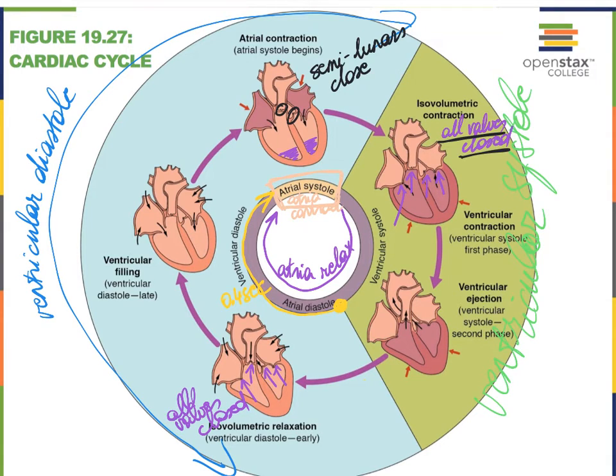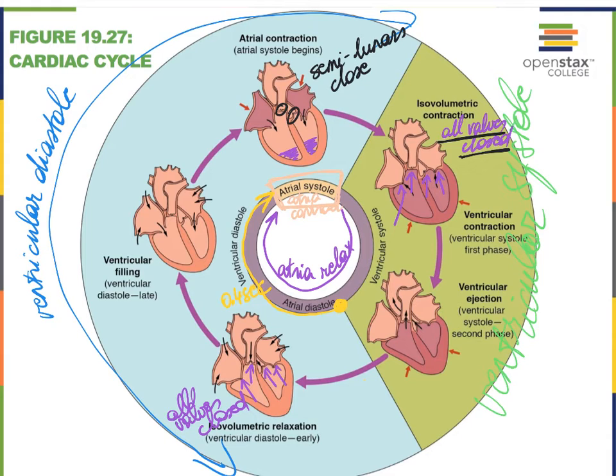Our semilunars were already closed, and now with the pressure of the blood building up in the ventricles, the atrioventricular valves close as well. And we see for a very brief moment that all valves are closed, and this is called the isovolumetric contraction. Because all valves are closed, the blood is not going anywhere, and the volume in the heart remains the same, in the ventricles in particular.